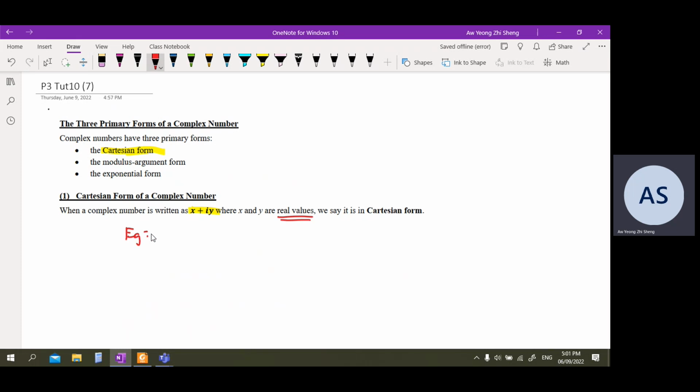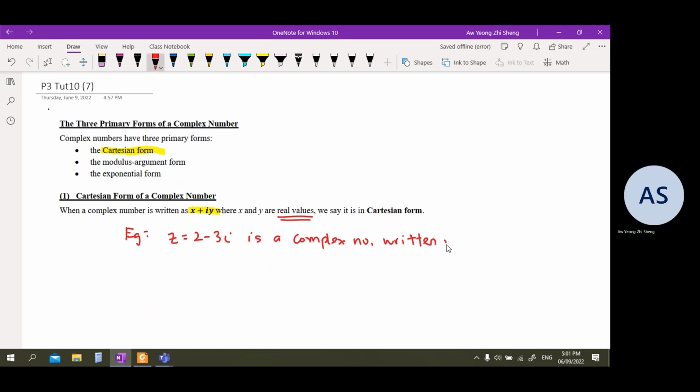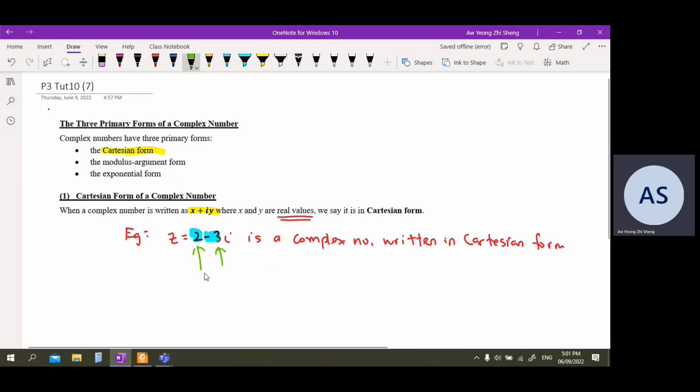For example, z equals 2 minus 3i is a complex number written in Cartesian form. And of course, your x and y must be real numbers under the Cartesian form. Nothing much to discuss about the Cartesian form because this is something that we are already familiar with.